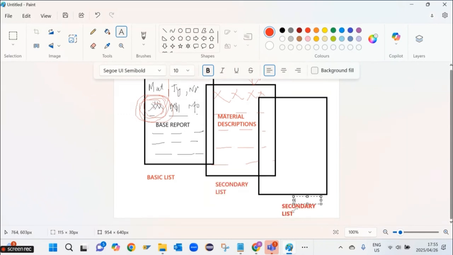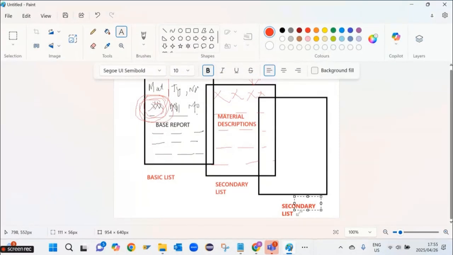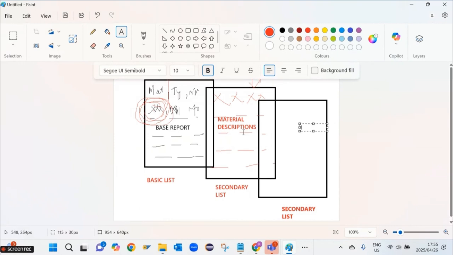So likewise, we will have one basic list, and you can have secondary lists up to 20 levels. It means these windows you can go on adding up to 19, and 19 plus 1 is 20. So totally you have the flexibility of seeing 20 lists for that respective interactive report.